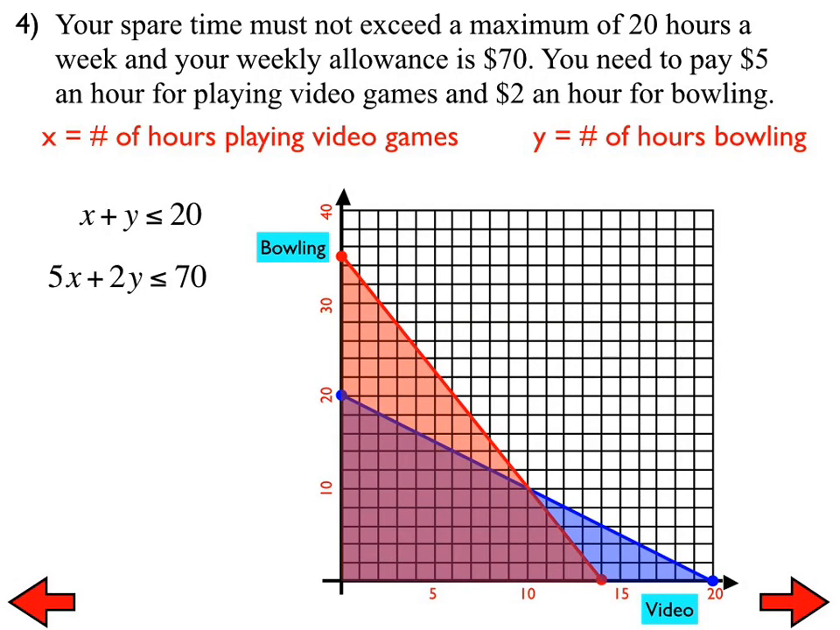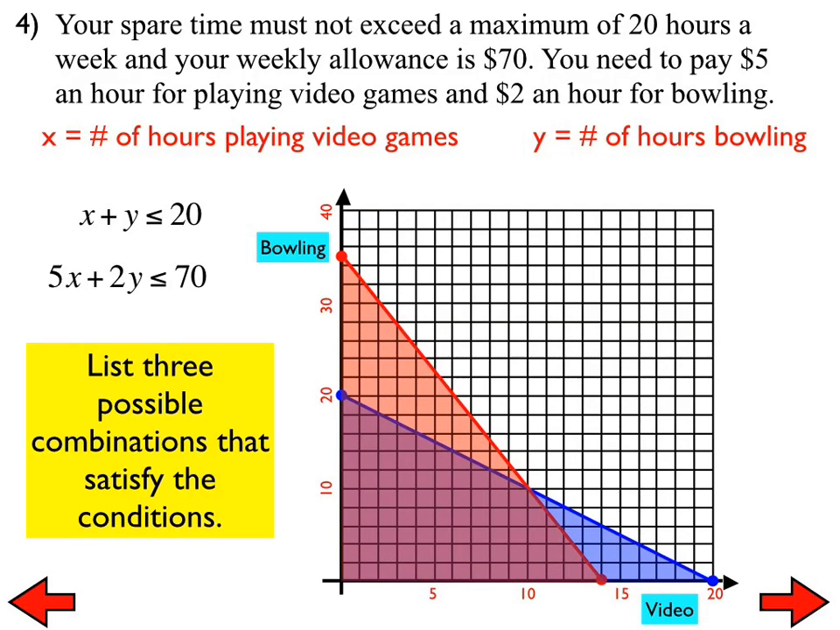I asked you to find 3 combinations. My favorite one was 0 hours of video games and 0 hours of bowling. Yeah, that will work. It's kind of a cheap way out, but it satisfies the system. But just make sure that any ordered pair that you used will work within that region right there. Okay? All right, we are finished.